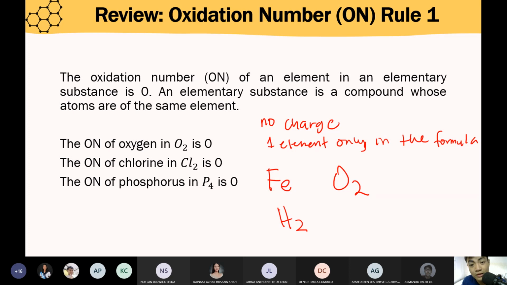So what's the oxidation number of the element if it is in elemental state? It is 0. Ibig sabihin, the oxidation number of iron is 0. Oxidation number of oxygen is 0. Oxidation number of hydrogen is 0. And oxidation number of aluminum, this is an elemental state again, so this is 0 as well. So, ganun lang. So, yan na yung rule number 1. Let's proceed with the next slide.